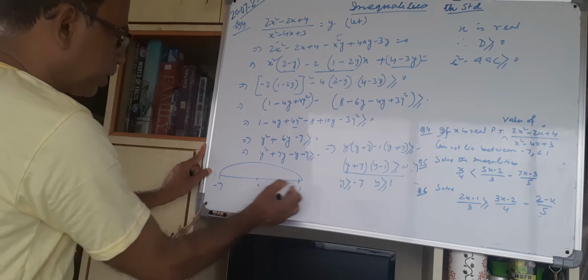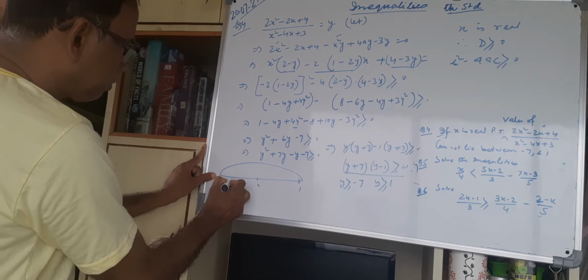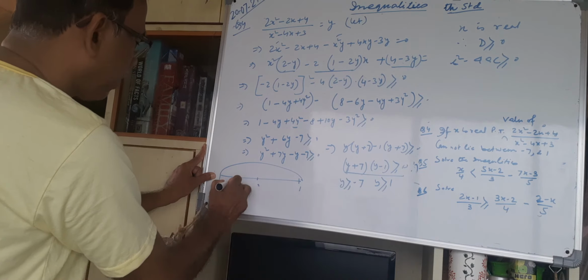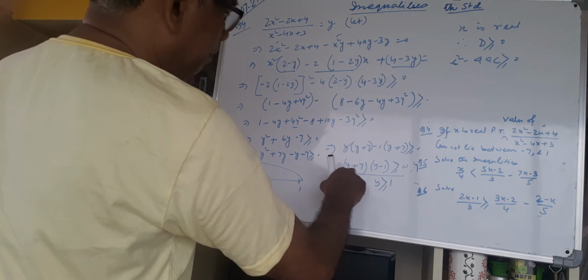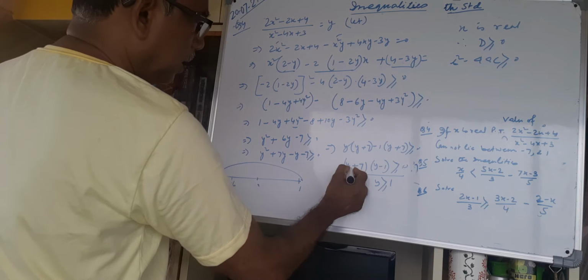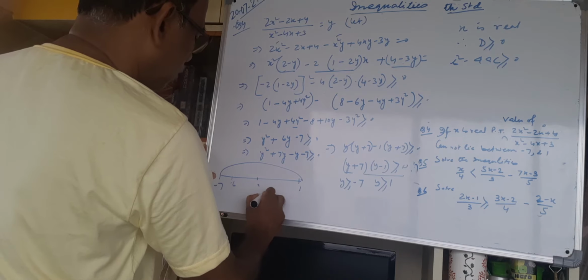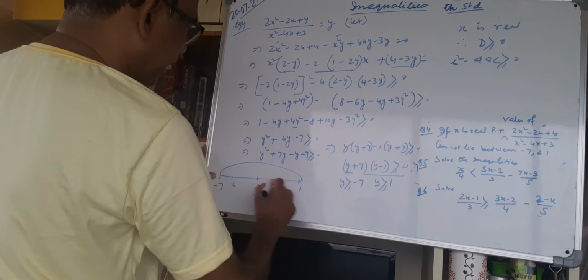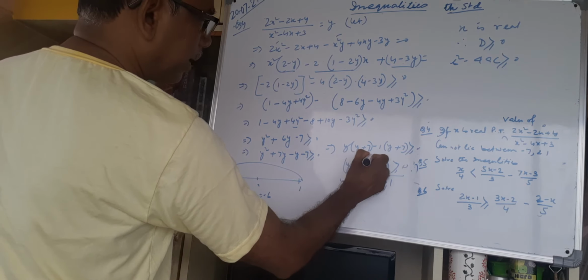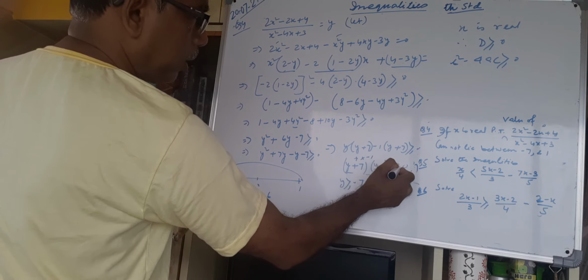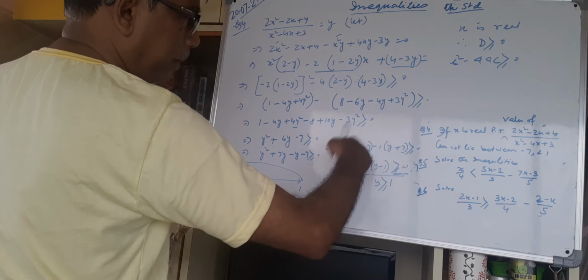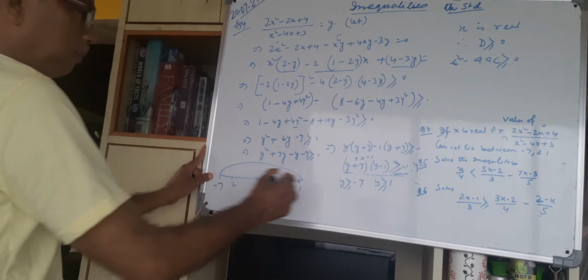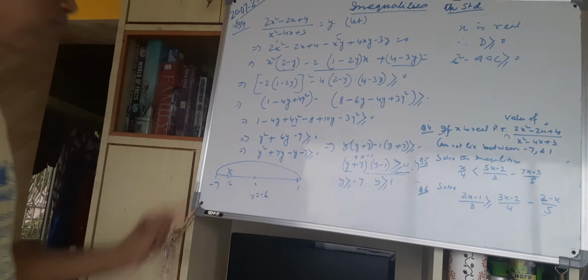Suppose within this range, greater than minus 7, suppose minus 6. Let us satisfy here minus 6. When y equals to minus 6, y plus 7 is positive, and y minus 1 is negative. Positive into negative, that is negative. But the condition will not satisfy. This left hand side is coming negative. Therefore, the condition given is that this should be greater than 0, that is positive. Therefore, this is not satisfied.